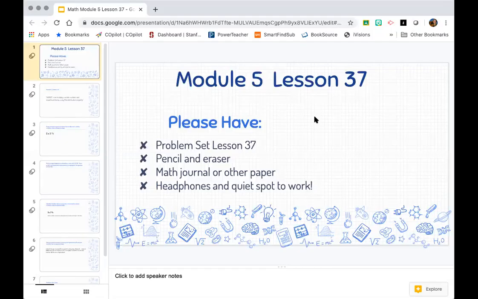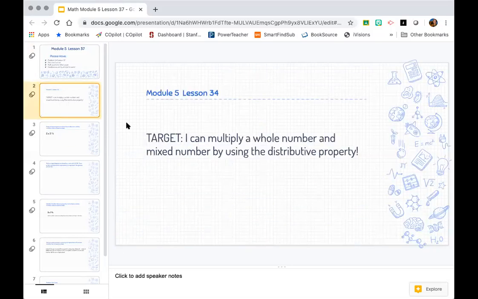Okay, so we are on lesson 37. And our target for today is: I can multiply a whole number and mixed number by using the distributive property.